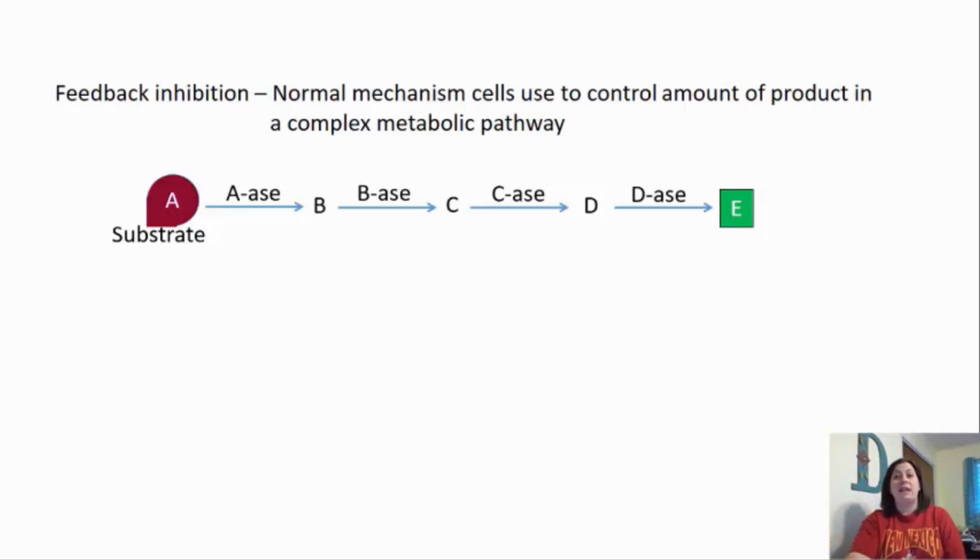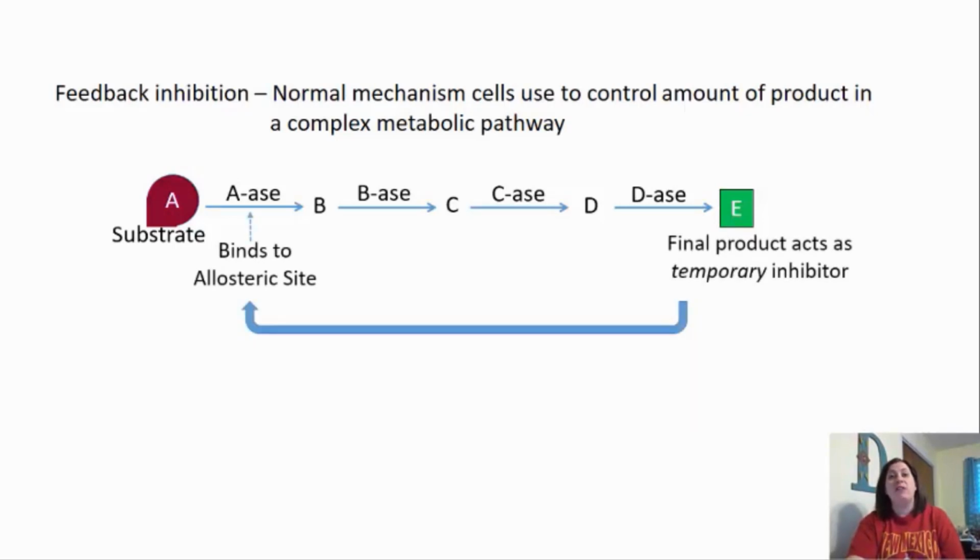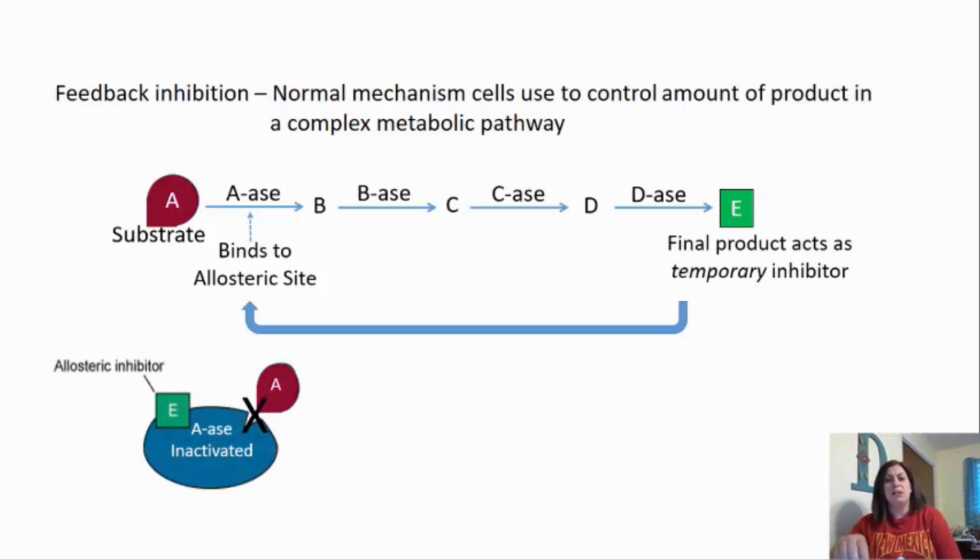So once we have enough E, okay, in the cell, we have enough E present, we want to shut down this pathway. In order to shut this down, this final product of E can temporarily inhibit the first enzyme. In this case, it's going to go and connect to an allosteric site on AACE. This is going to stop the sequence, okay, because it changes the first enzyme, therefore we can't make B, then we can't make C, then we can't make D, and we don't get to E. However, when we don't have enough E, this E will break off and the pathway will turn on again. So if you look here in this picture, it shows you that E connected to the AACE. It's now inactivated, and now A can no longer attach.